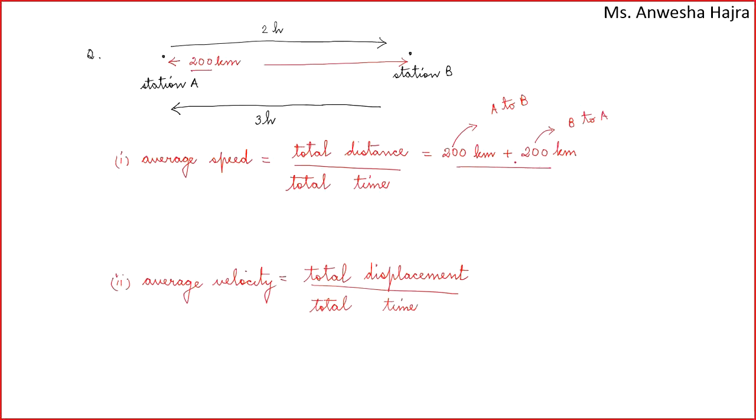Total time is 2 hours while going, 3 hours while coming back. So it is 2 hours plus 3 hours. So my average speed becomes 400 kilometer divided by 5 hours. So it is 80 kilometer per hour.